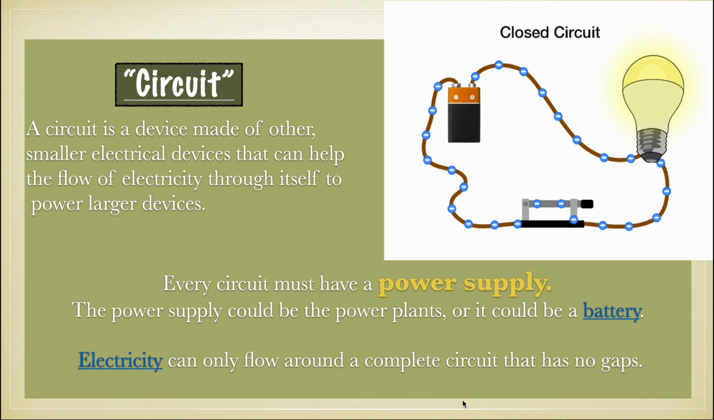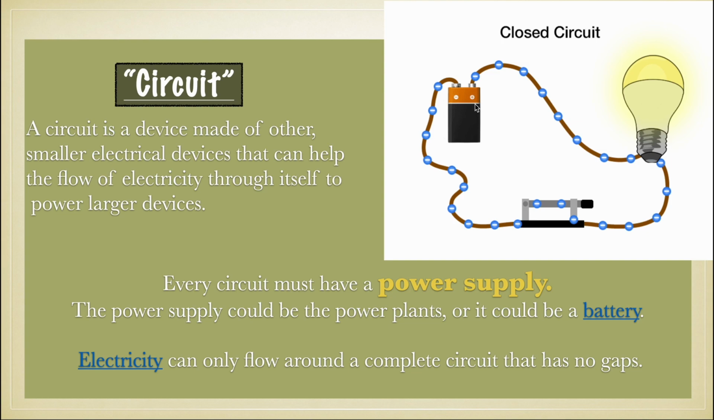Now let's see what a circuit is. A circuit is a device made of other smaller electronic devices like these that can help with the flow of electricity through itself to power some larger devices. And every electric circuit must have a power supply. The power supply could be in the form of a battery or a power plant.